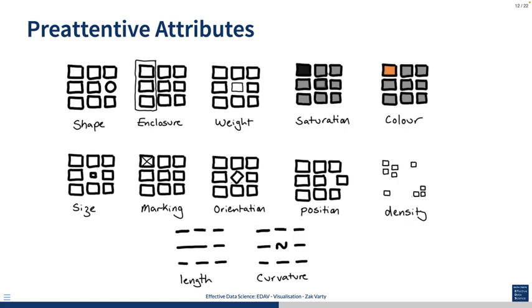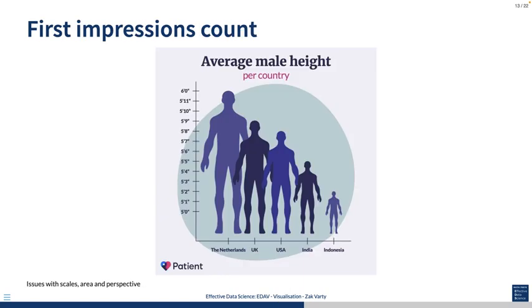As we'll see, care needs to be taken to ensure that we aren't misleading the viewer with how we use these attributes. This figure here presents a bar chart showing the mean height of males in several countries, but the bars have been swapped out for human outlines. While the visualization has an attractive and minimal design and a pleasant colour scheme to boot, it doesn't do a good job of immediately conveying the relevant information to the viewer.